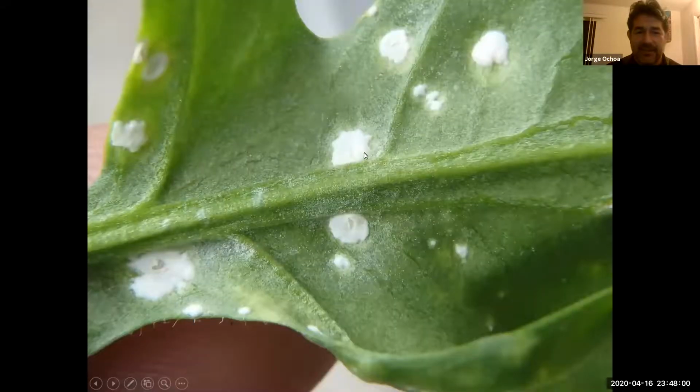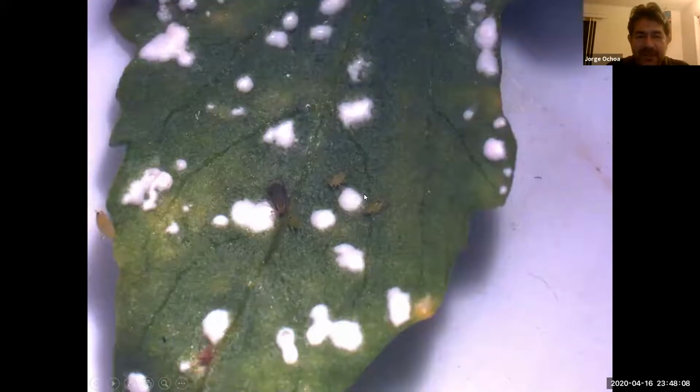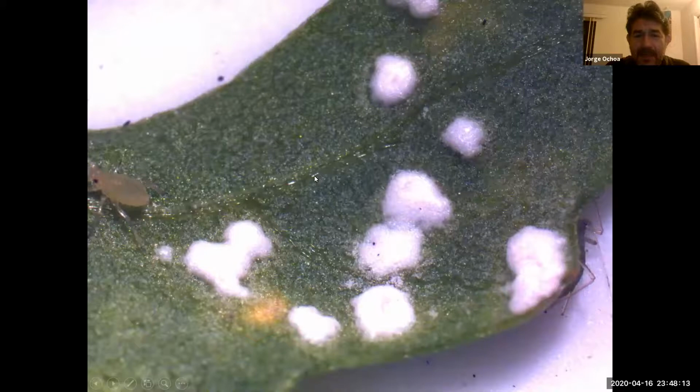And here's, I think, spinach with the downy mildew coming from the inside. And here's a different shot of the spores. And here's some more downy mildews coming out there and there.